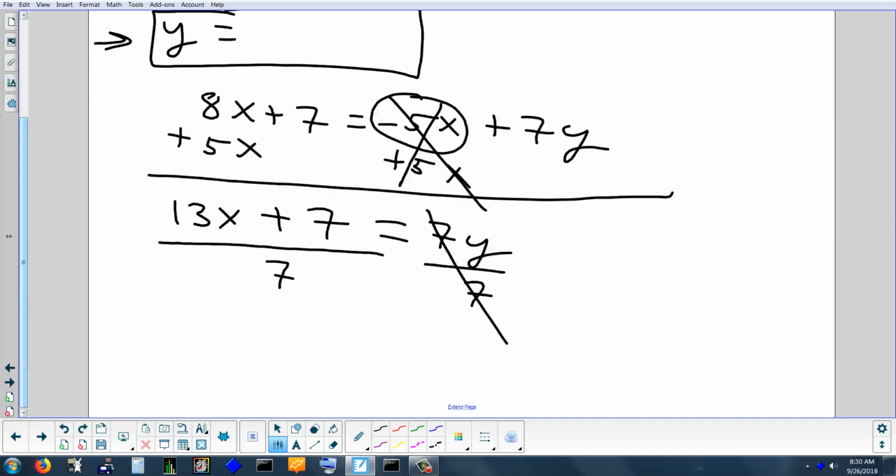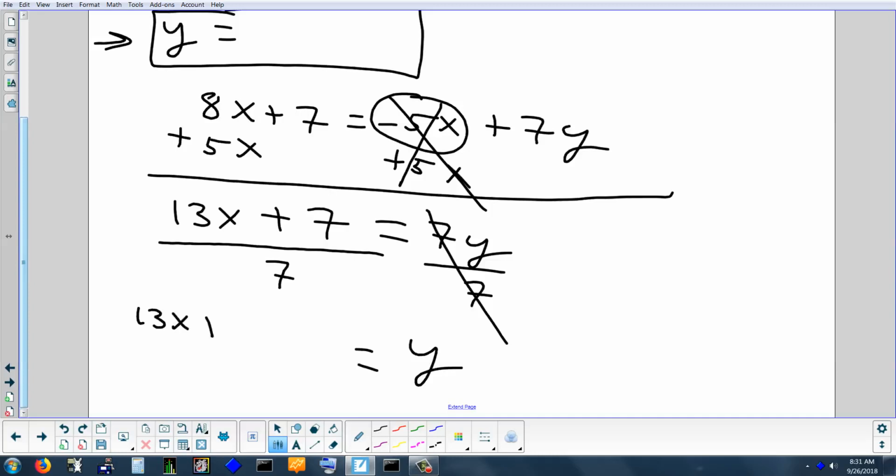Ellie? 13x equals y. On which side? On the right side? Wait, no, left side. That's the left side. What's on the right side? Y. So would it be 13x plus 7, or would it be... So on the left-hand side, we're just going to leave it just like that.